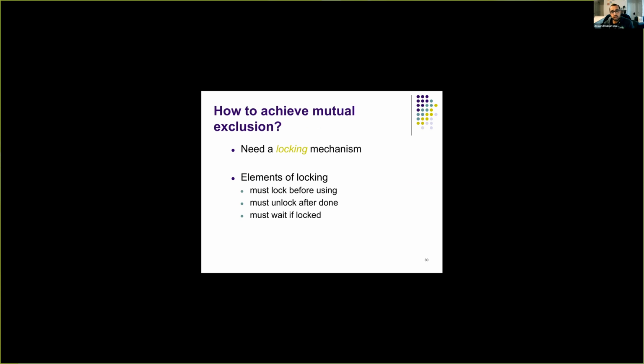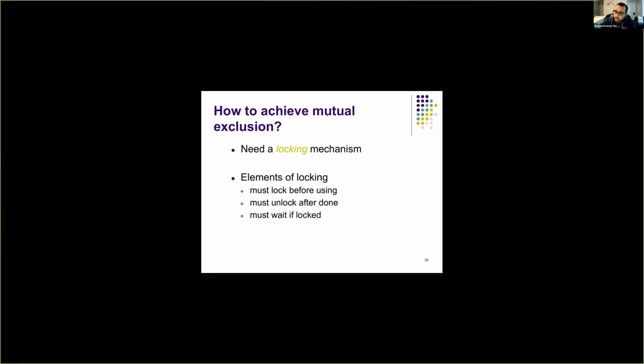And how to achieve mutual exclusion? We use locking. As the name suggests, only one process can have access to the lock. Whenever we want to execute a certain set of instructions in the critical section, we must use the lock. So only one process can actually perform the lock.